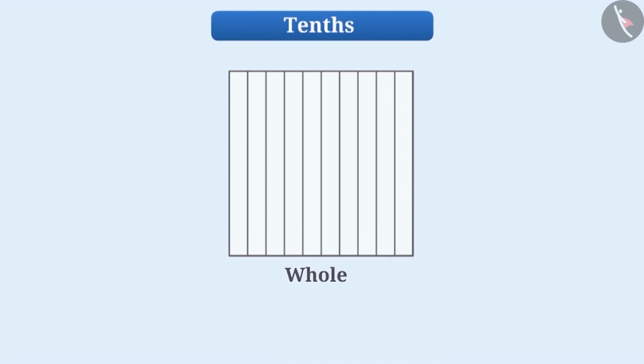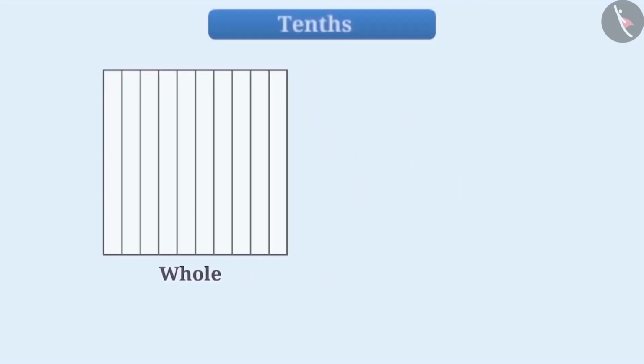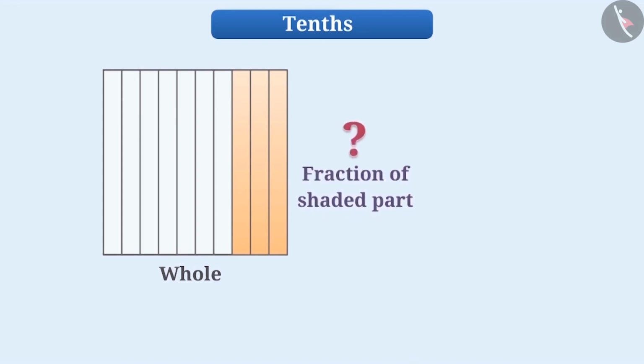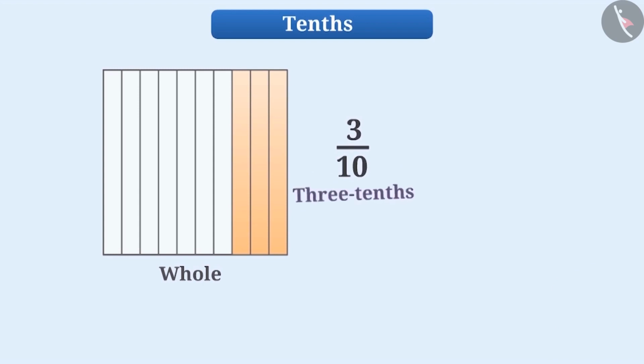Let's assume we call a big square as a whole. If we divide it into 10 strips of equal size, then each strip will represent 1/10 part of the whole. If we shade 3 parts out of these, then what will be the fraction of the shaded part of this whole square? Think a little. The fraction of the shaded part will be 3 by 10 or 3/10.